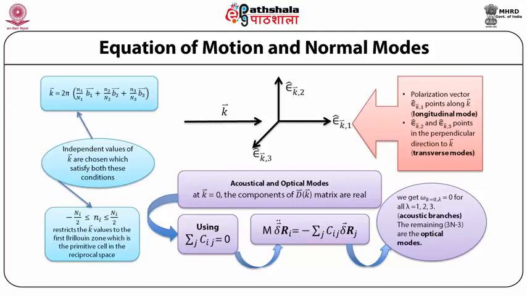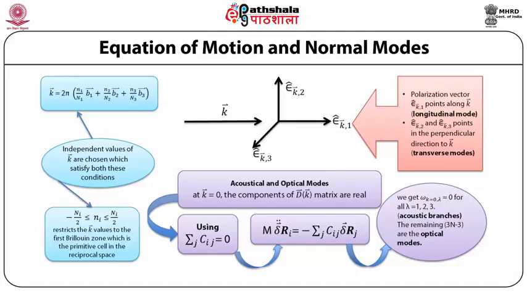Now let us take a very specific case of a cubic crystal, which is the simplest crystal that we can think of in lattice dynamics or in solid state physics, where k points along a certain axis. If you remember that we have introduced the polarization vectors, one polarization vector epsilon k1 points along k, and the other two, epsilon k2 and epsilon k3, point in the perpendicular direction to k, and this is illustrated very nicely in this figure.